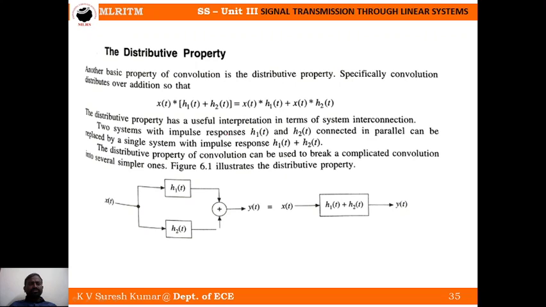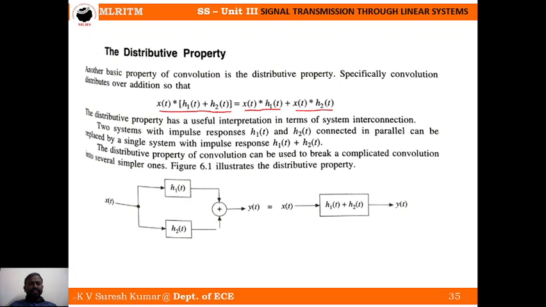Then we'll go to the second property, that is the distributive property. We all know the distributive property also: a into (b plus c) equals a into b plus a into c. In the same way for signals, x of t convolution (h1 of t plus h2 of t) gives x of t convolution h1 of t plus x of t convolution h2 of t. So this is the distributive property.